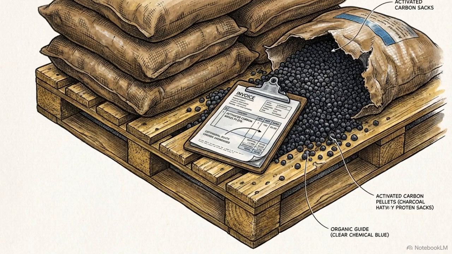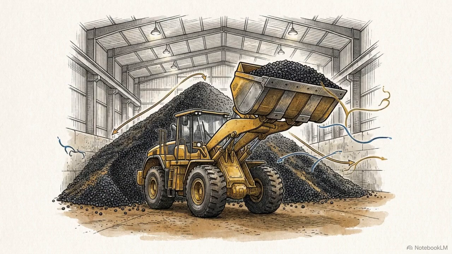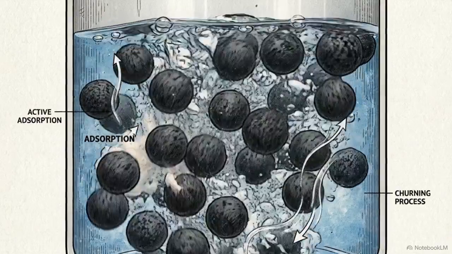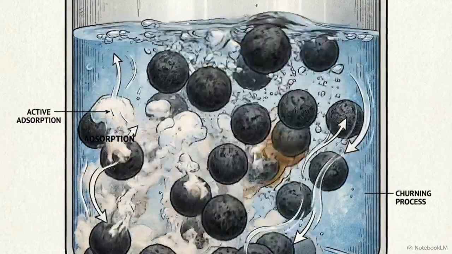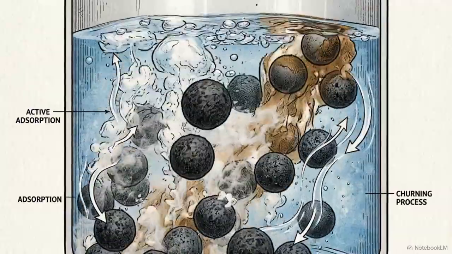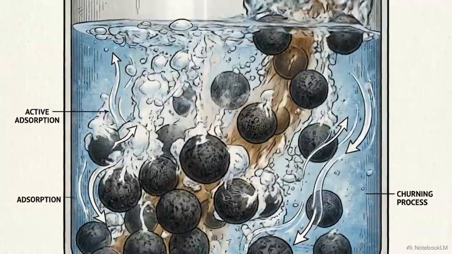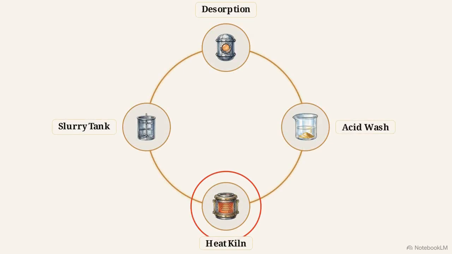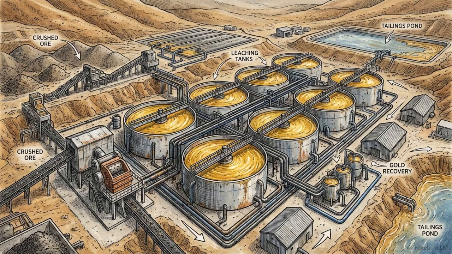Activated carbon is expensive. To make the math of the CIP process work, the facility must reuse the exact same carbon pellets thousands of times. Once the gold is removed, the bare carbon is washed with dilute sulfuric acid to strip away accumulated carbonate scale and other microscopic impurities. This macro flowchart outlines the final step, thermal reactivation. The cleaned carbon passes through a heat kiln to restore its porous adsorption properties. Recharged, it drops back into the initial slurry tank to catch more gold.